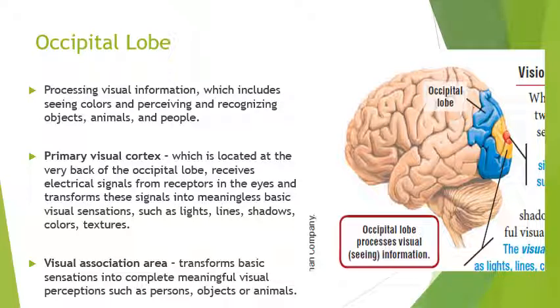So same, no, with the temporal area, the primary auditory cortex kay meaningless, and then ang auditory association area maoy mo combines meaningless sounds into something that can be perceived. Same with the occipital lobe, the visual association area transforms the sensations, the lights, the lines, and the shadows into something that is meaningful. Perception of people, objects, and animals.